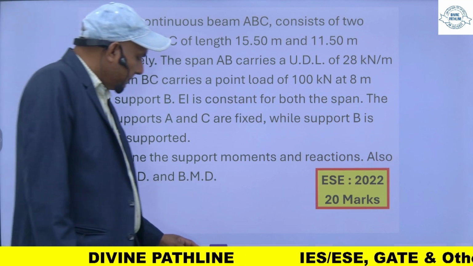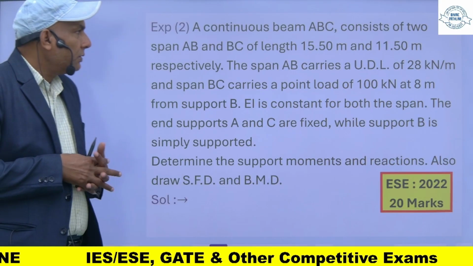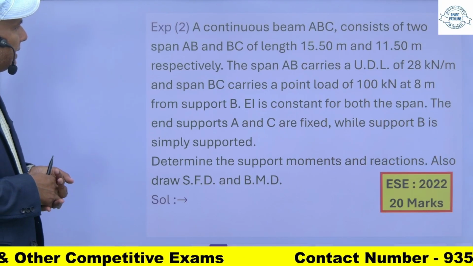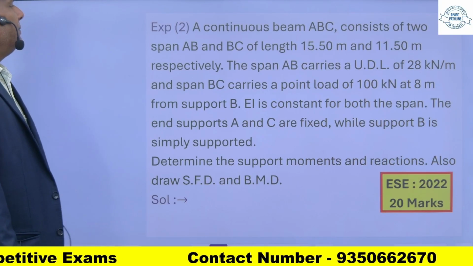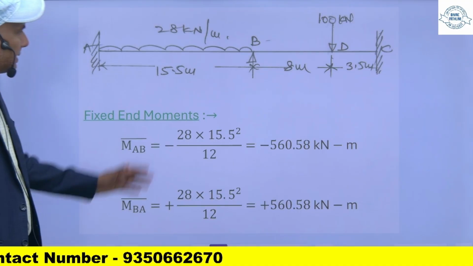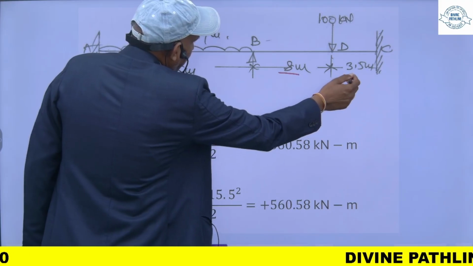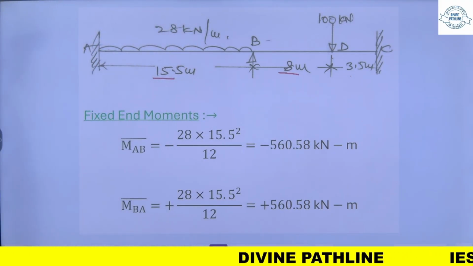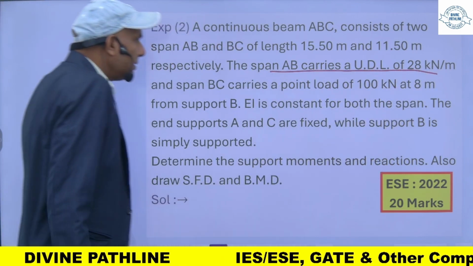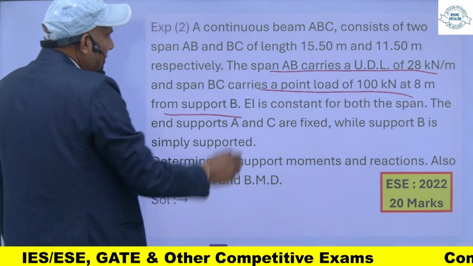Another numerical. This question came in Engineering Services 2022 of 20 marks. A continuous beam ABC consists of two spans AB and BC of length 15.5 meter and 11.50 meter. So this is a continuous beam. This span is 15.5, this is 11.5, and the span AB carries a UDL of 28 kN per meter, and span BC carries a point load of 100 kN at 8 meter from support B.